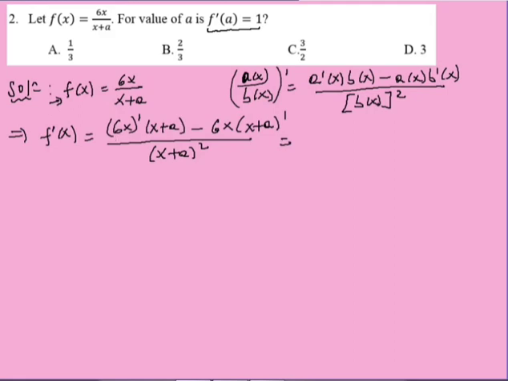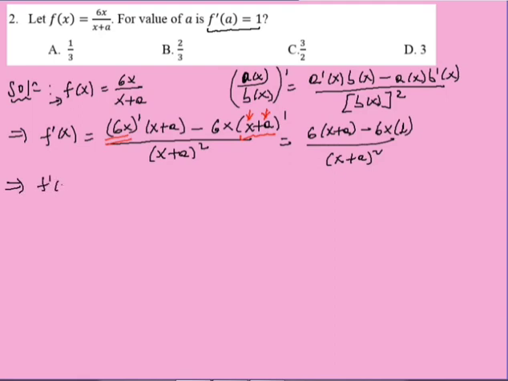The derivative of 6x is 6, into x plus a, minus 6x into the derivative of this one, which is the derivative of the constant number a plus the derivative of x. The derivative of x is 1. Therefore, 6x times 1, over x plus a the whole square. So this is our derivative.